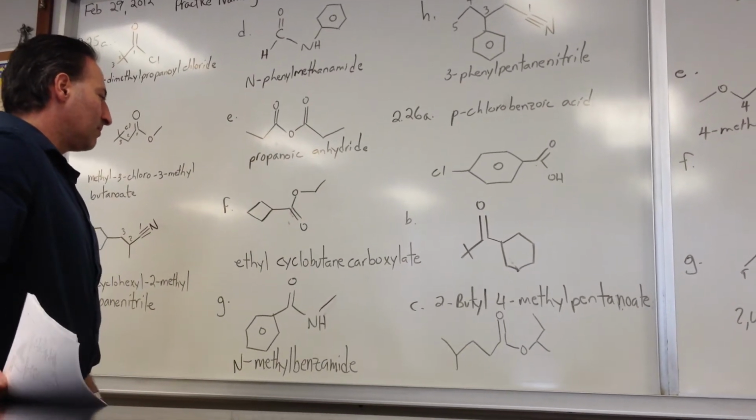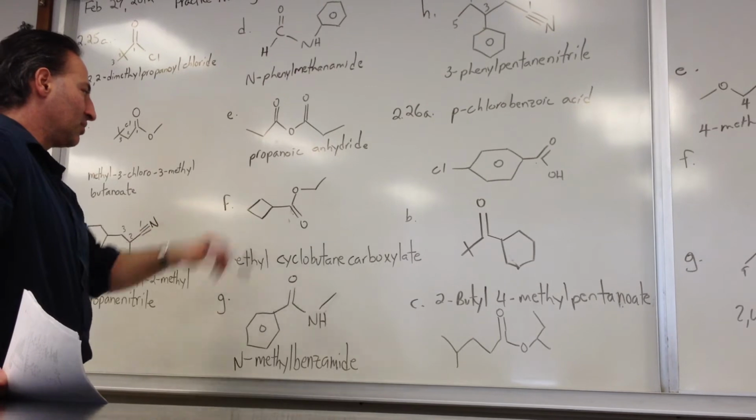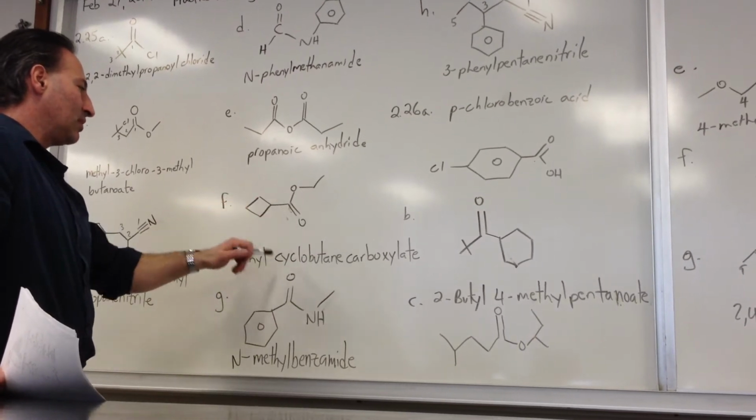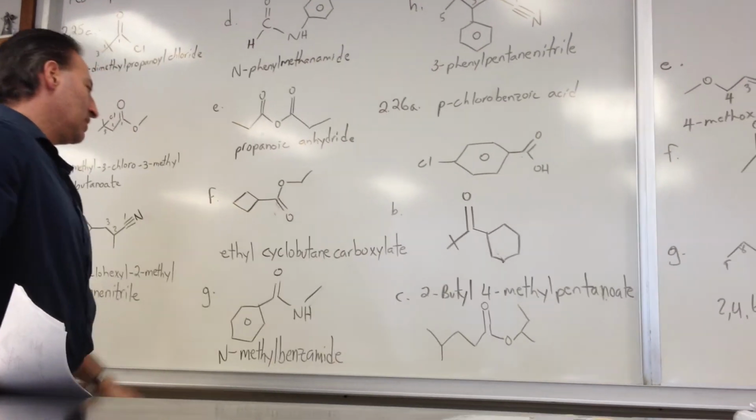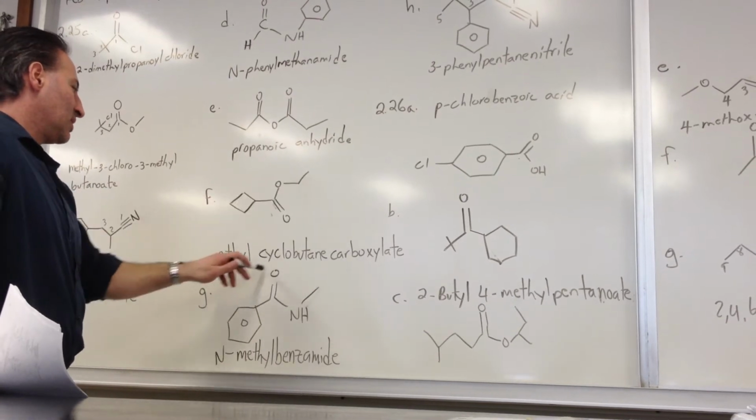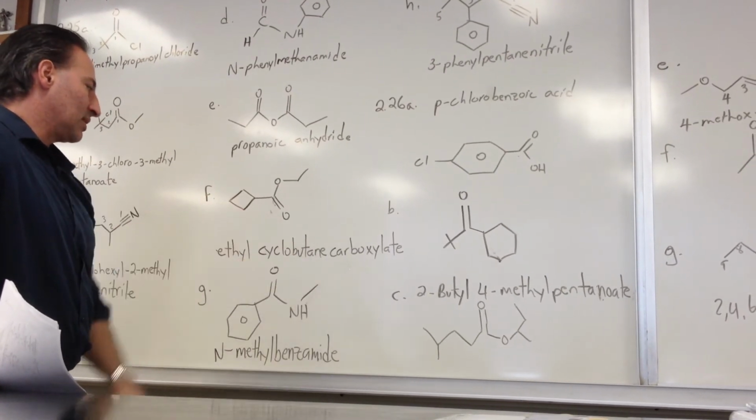This is an ester, but it's an ester that's been put onto a ring. So whenever you put an ester on a ring, you call it carboxylate. So we say ethyl cyclobutanecarboxylate.